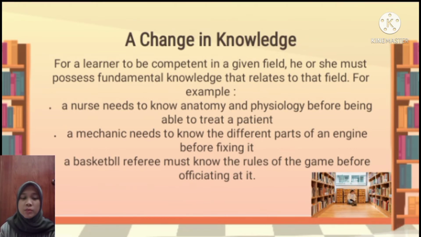So determining a learner's knowledge level and whether it has changed as a result of instruction is typically done through the use of either objective or constructed response tests. These types of tests are often referred to as paper and pencil tests.